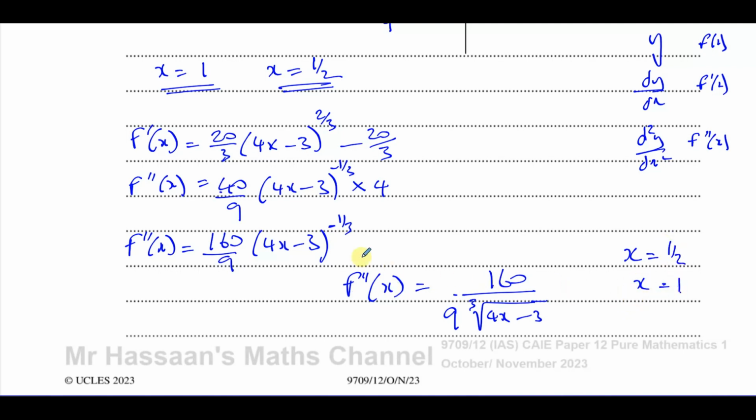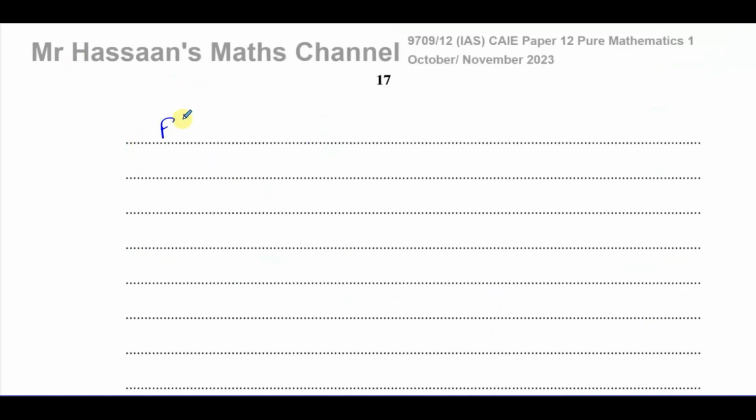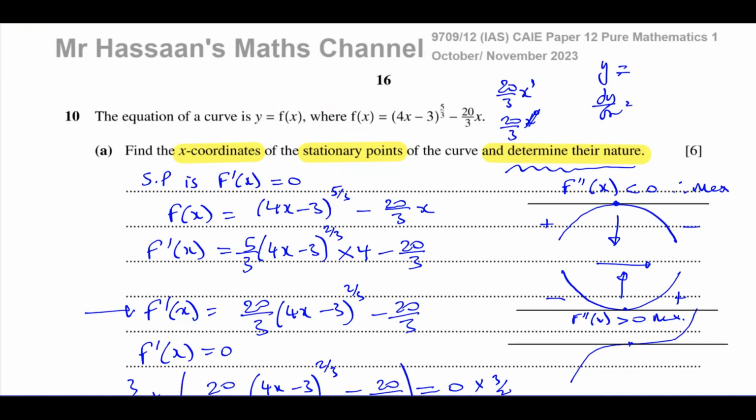So I'm going to take this information to the next page. We have the second differential equal to 160 over 9 times the cube root of 4x minus 3. Let me just be sure of that.